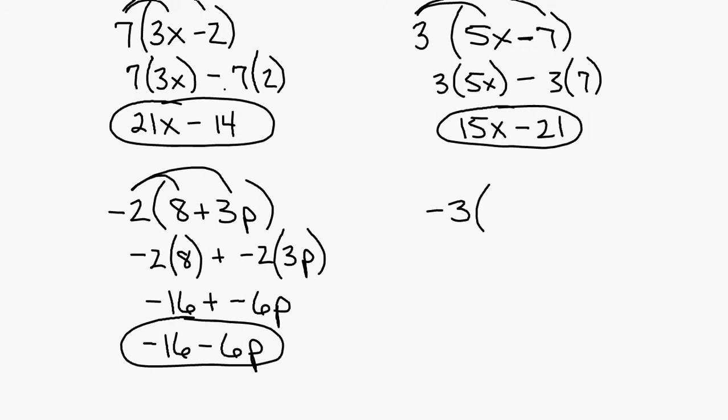Negative 3 times 2x minus 4. And again, when you guys see the minus signs or the negative signs, you have to be careful. So we're distributing this negative 3 now. So you've got negative 3 times 2x. Bring down the minus sign. And then you've got negative 3 times 4, 12.